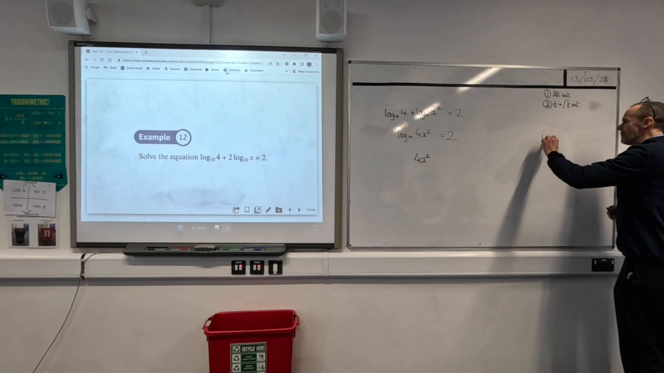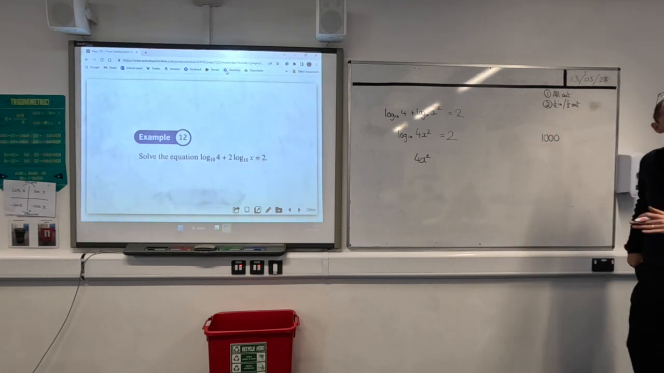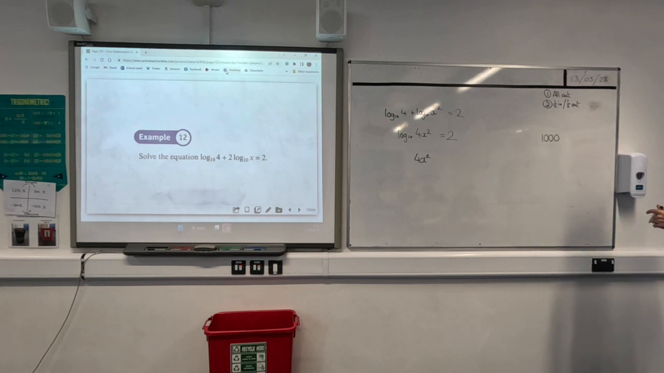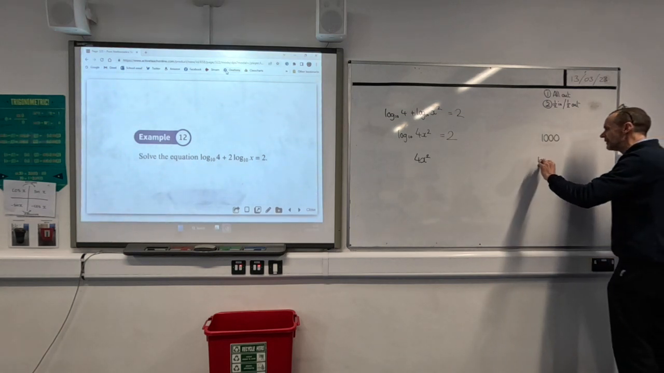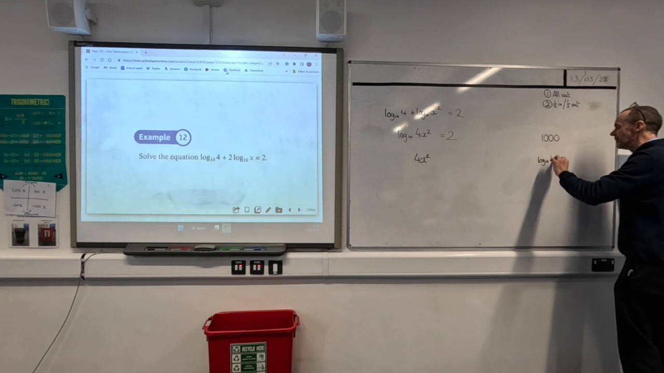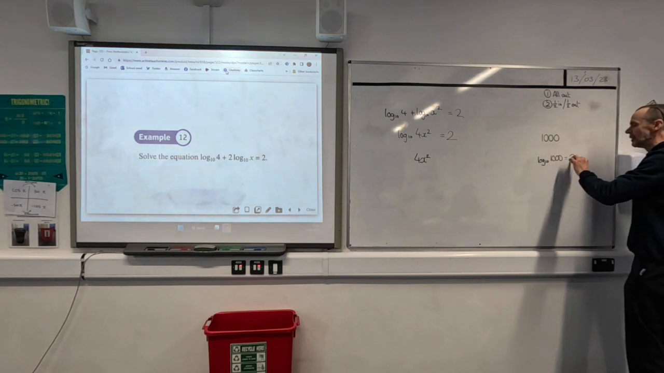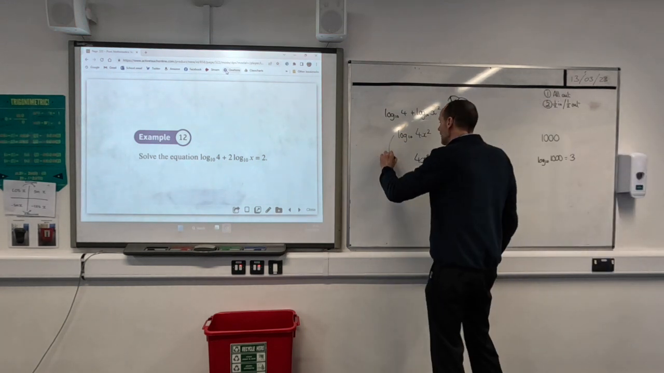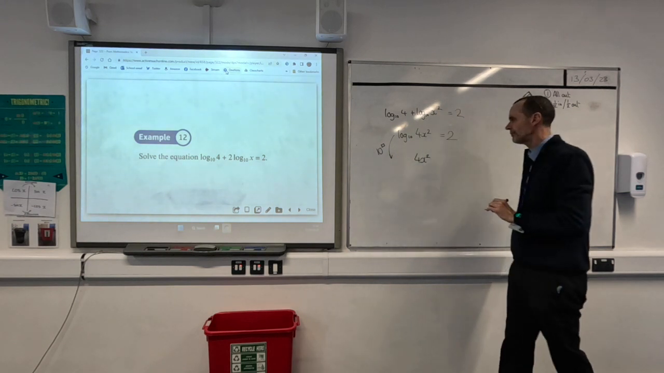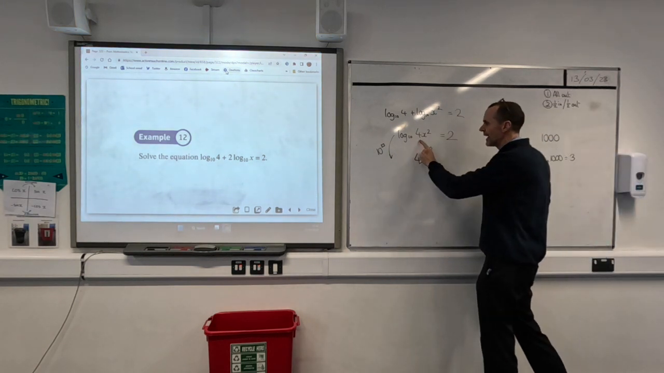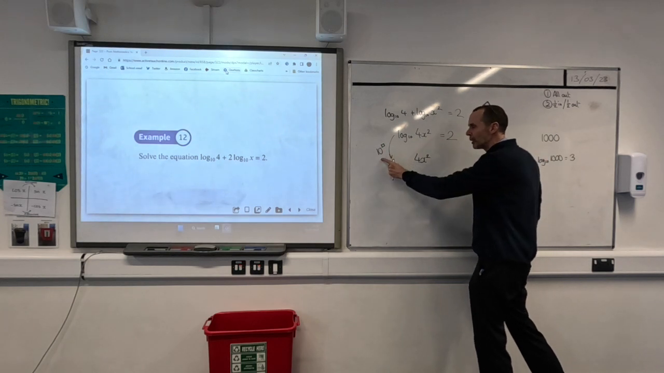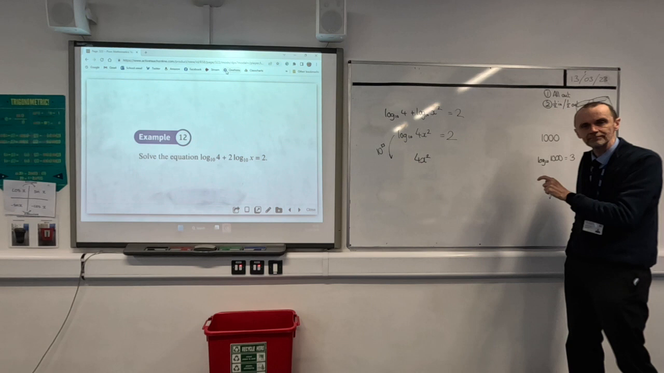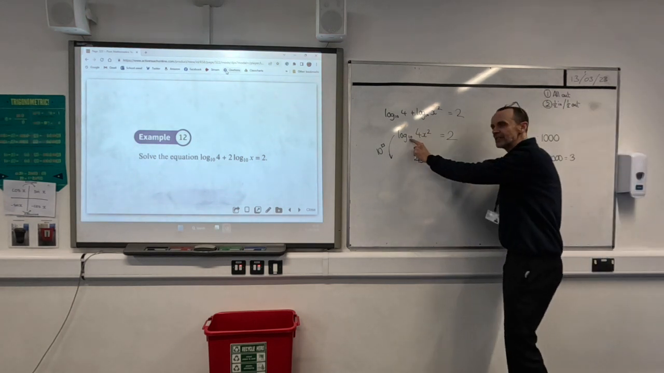So let's take you right back to the very start of our log journey, just a few lessons ago. It seems like a long time. When I do log to the base 10 of that number there, I'm asking, what power of 10 is this? The reverse process, therefore, is doing 10 to the power of this. So if I take log to the base 10 of 4x squared and do 10 to the power of it, it kills the log. Why 10? Well, because that's the base.